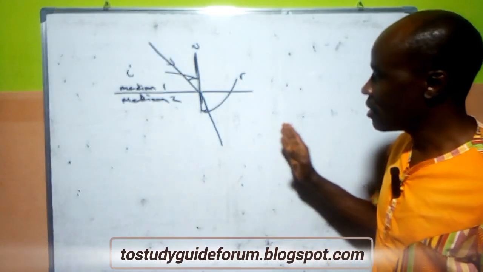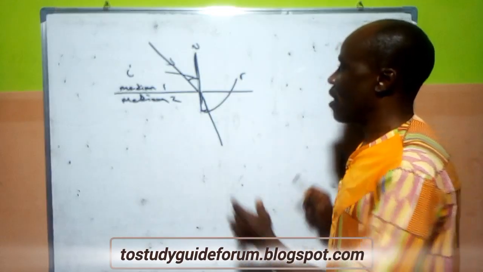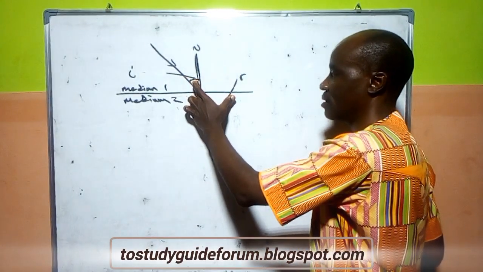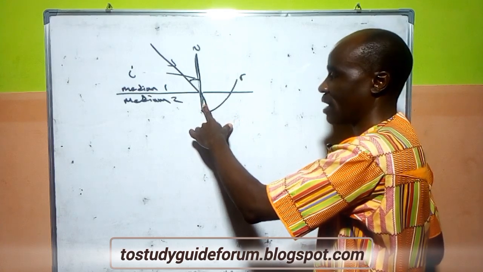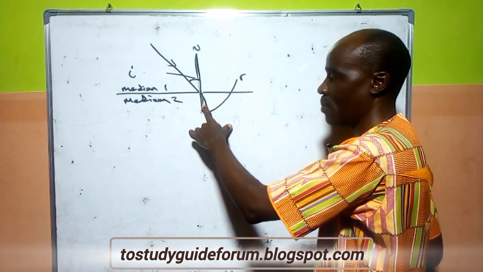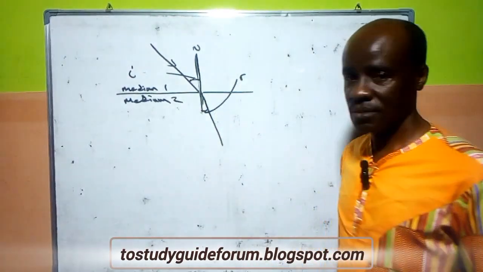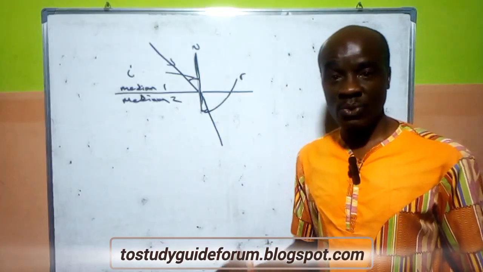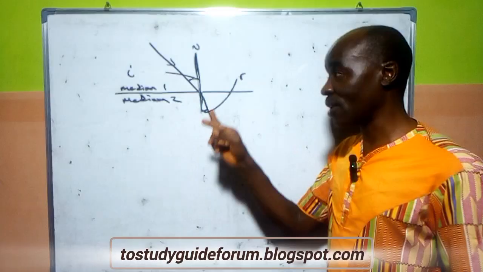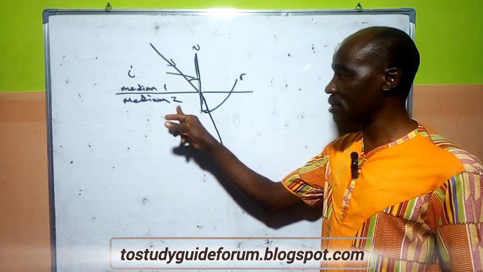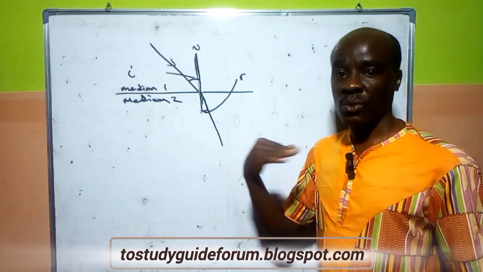The second law says that the ratio of the angle of incidence to the angle of refraction is a constant. That constant is what we call the refractive index of the second medium, that is this one, medium 2. This is the refractive index of medium 2. That is what it is.